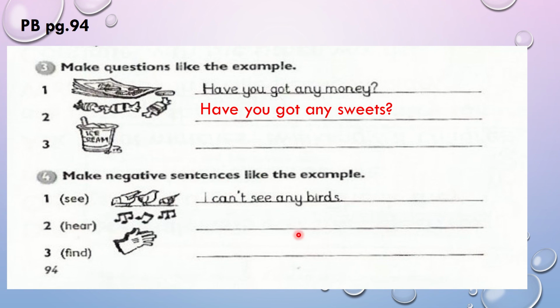Make negative sentences like the example. I can't see any birds. Let's use hear, and this is music. I can't hear any music. These are gloves, and we need to use the word find. Make a negative sentence of your own. The answers will be in the answer key.